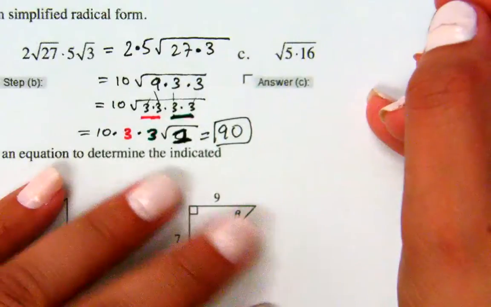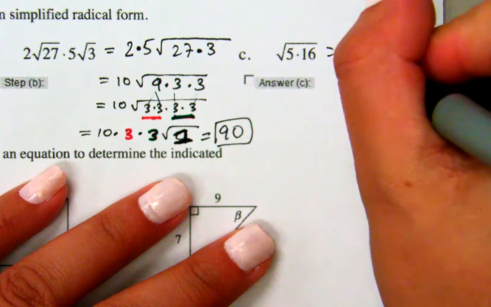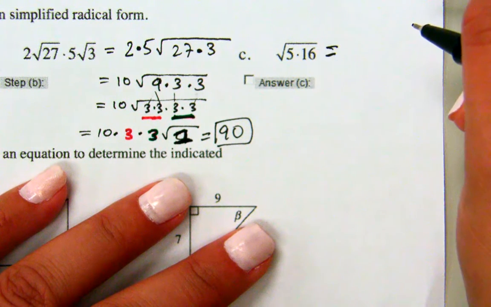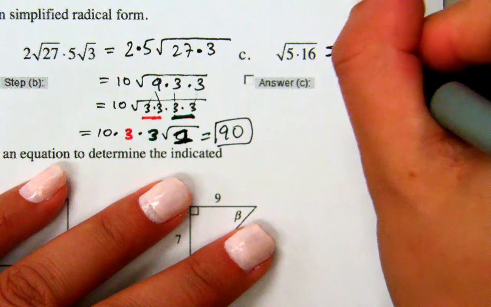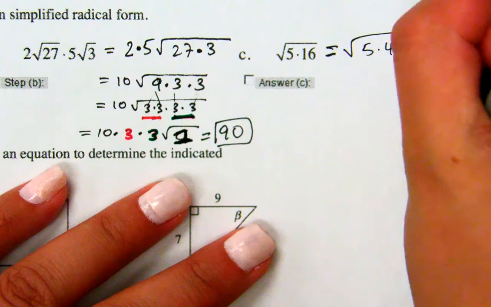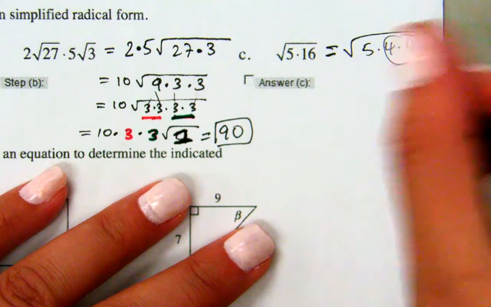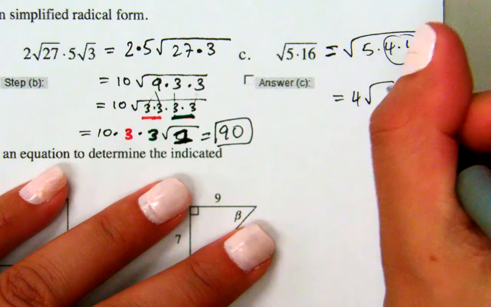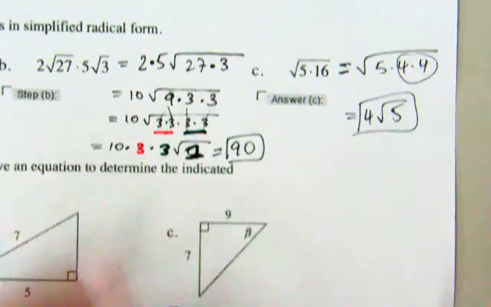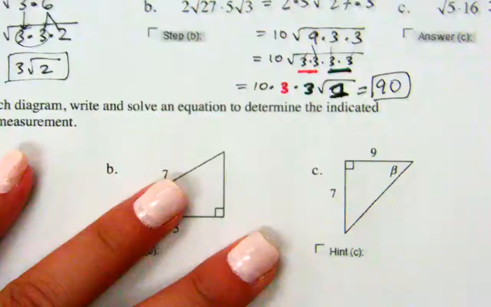And the same thing for C. So let's see, we have 5 times 4 times 4. There's a pair of 4s. So 4 square root of 5. Done. Okay, that was A, B, and C.